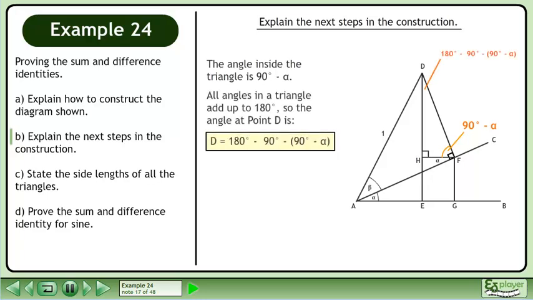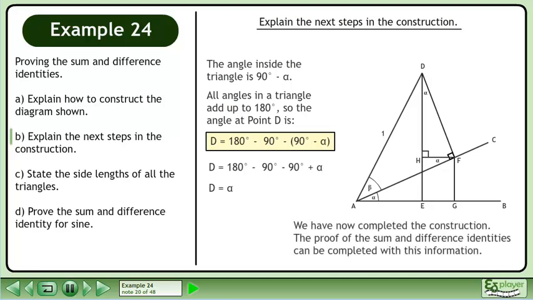All angles in a triangle add up to 180 degrees, so the angle at point D is 180 degrees minus (90 degrees minus (90 degrees minus alpha)). Distribute the negative through the brackets. Draw angle alpha inside the triangle. We have now completed the construction. The proof of the sum and difference identities can be completed with this information.